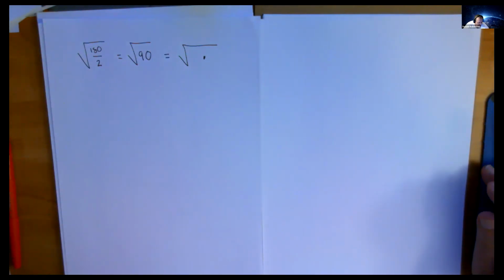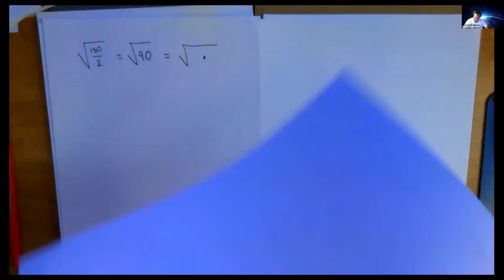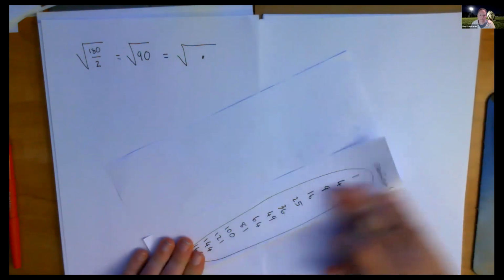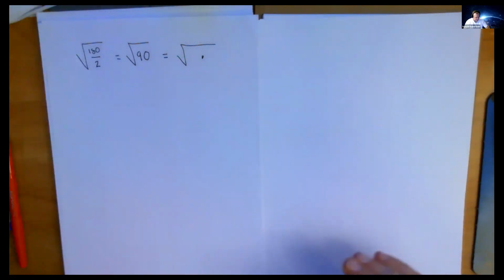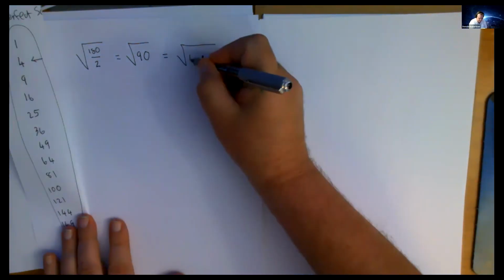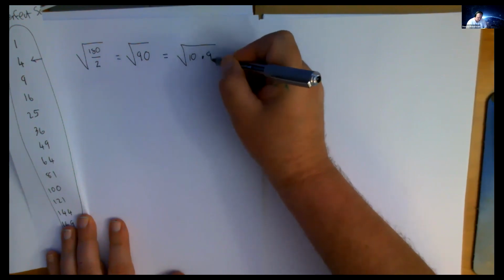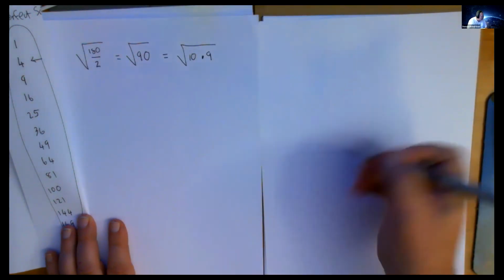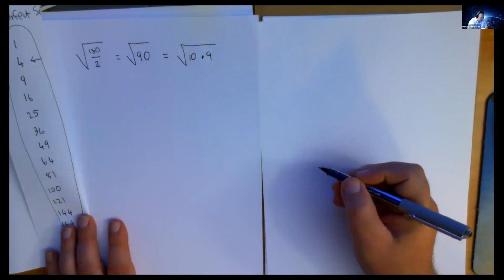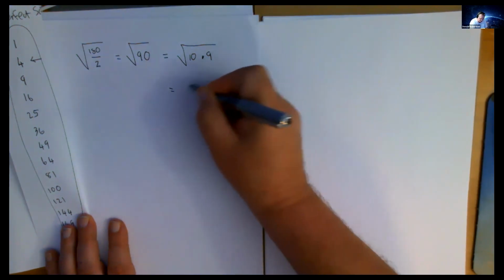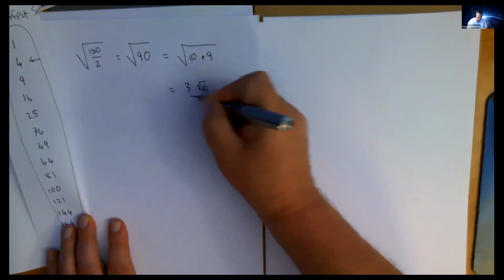10 and 9. Oh, good. I was going to bring this out, but you beat me to it. I would call it 9 and 10, but it's too late now. It's the same thing. Square root of 9 gets you 3. Square root of 10. You've now finished that question.